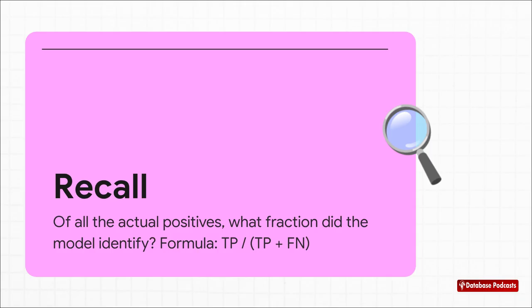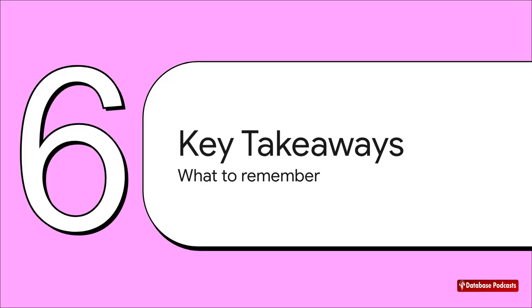And the flip side of that coin is recall. Recall asks a different question. Of all the positive cases that were really out there in the data, how many did my model actually manage to find? It's a measure of completeness. High recall means you don't miss much, and there's usually a trade-off here. If you crank up your precision, your recall might go down, and vice versa. It's a balancing act.